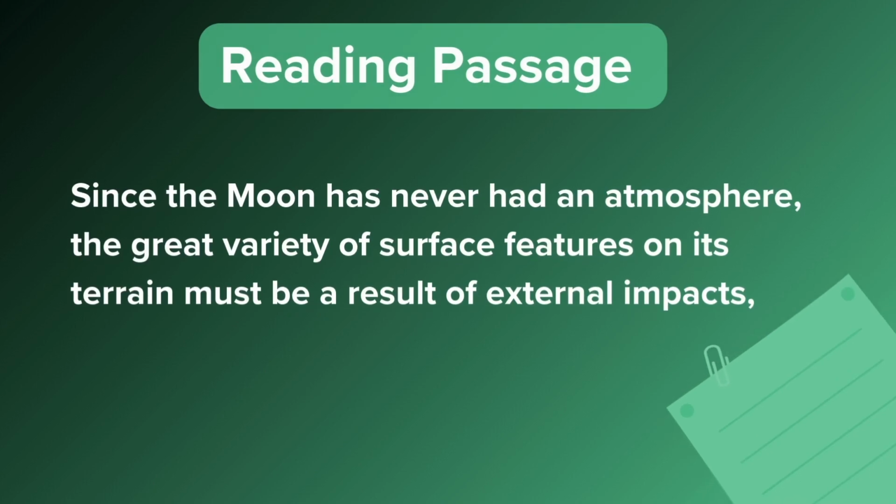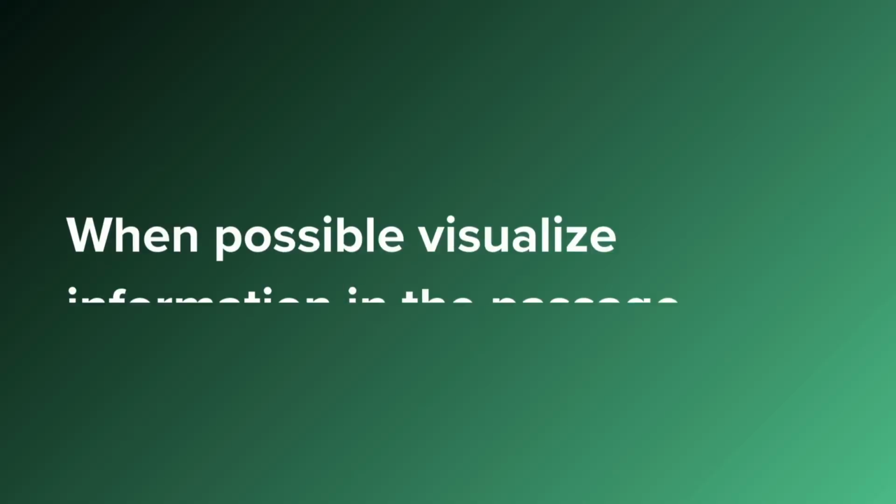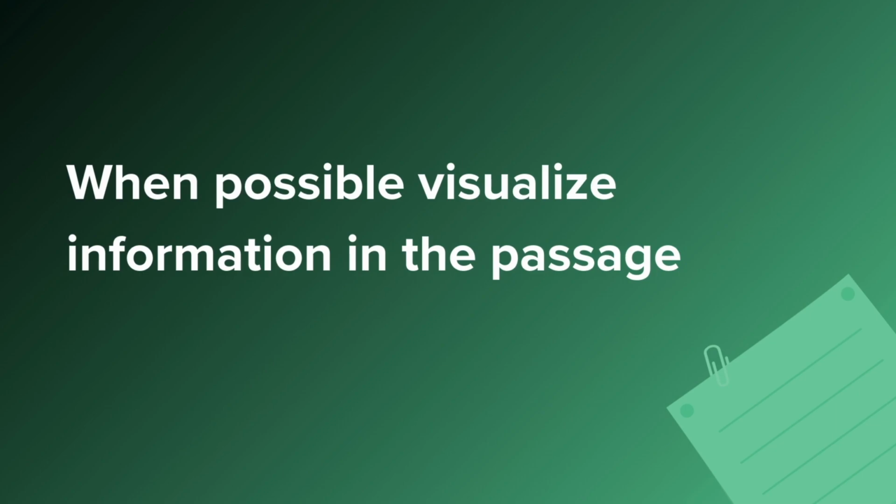Let's do that now. Here we have this, and I'm going to, again, put you in my head as though I'm reading this passage and tell you what I'm doing as I read. Read that first paragraph. Since the moon has never had an atmosphere, the great variety of surface features on its terrain must be a result of external impacts. Right away, I think craters hitting the moon. I literally visualize that. It helps me process and simplify this information more easily.